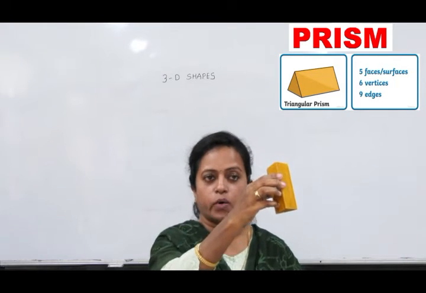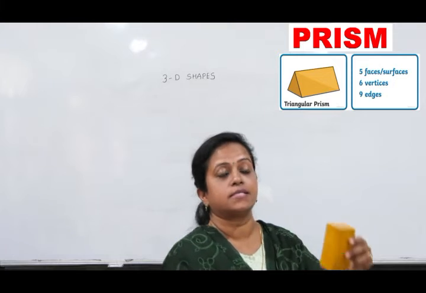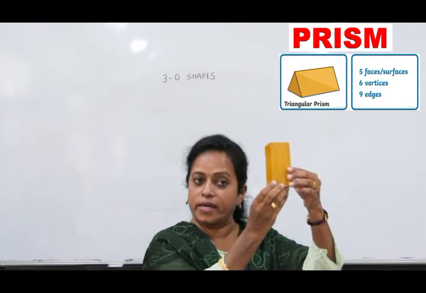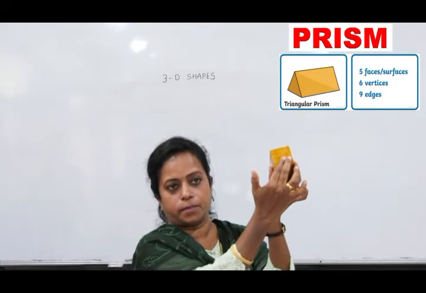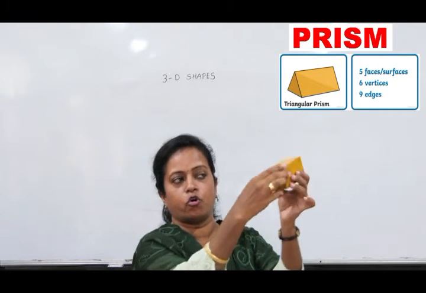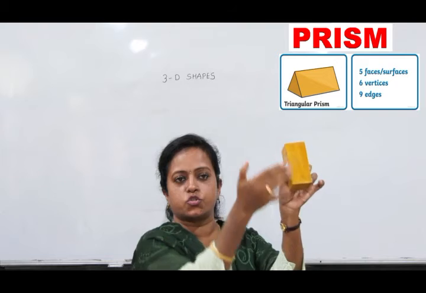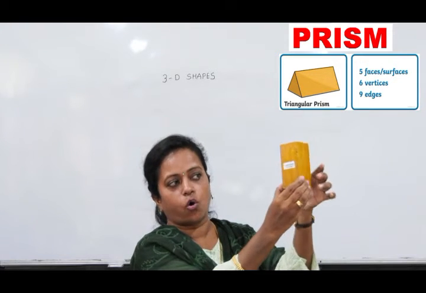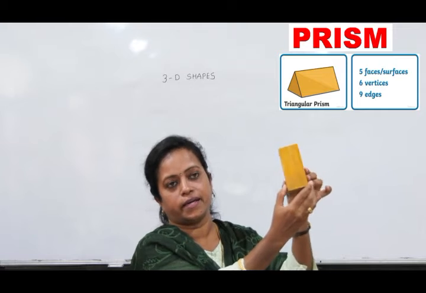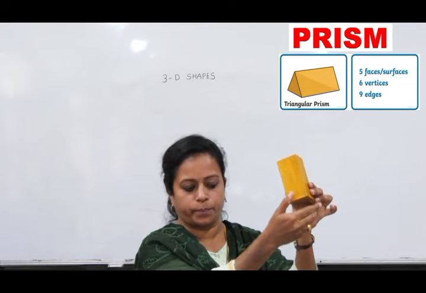Let me show you one more prism. This is a square prism. Why is it called a square prism? You can see the base here. The base is in the form of a square. And these two bases are identical. They are parallel to each other. And all the other faces will be rectangular in shape.